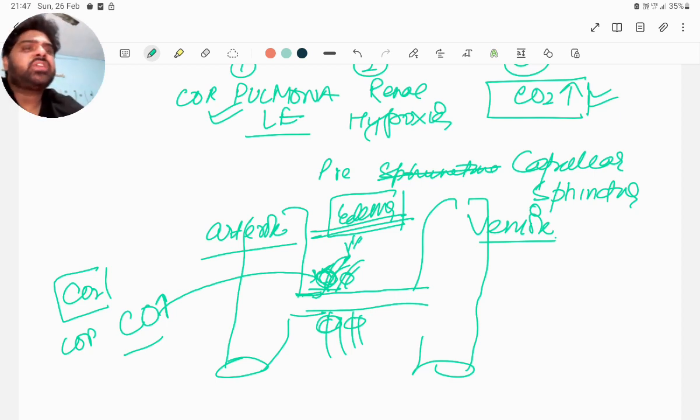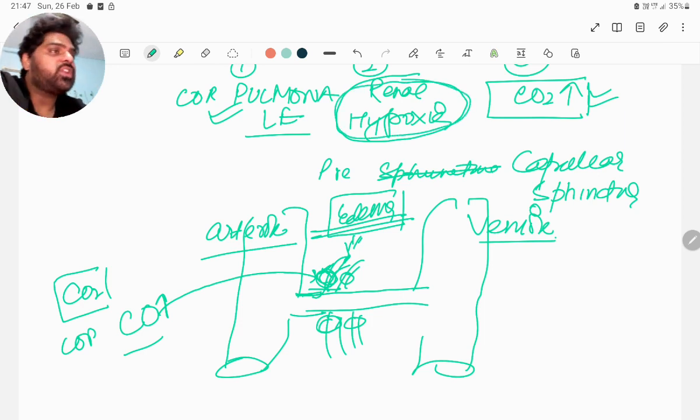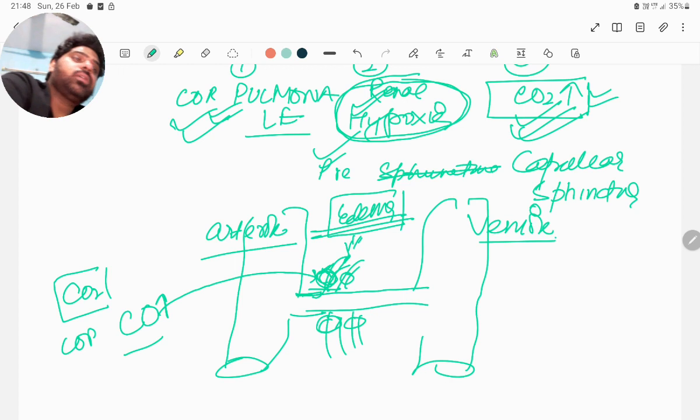So cor pulmonale, and the second cause is renal hypoxia. The exact mechanism of how renal hypoxia causes edema is not known. So we understand there are three causes. One is cor pulmonale, second is renal hypoxia, and third is the increased CO2 leading to the pre-capillary sphincter.